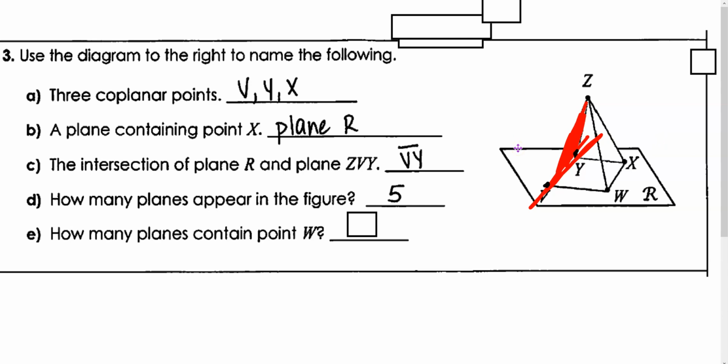How many planes contain W? So let's look at W. We find W right over here. Notice that W is on this plane right here, W is on this plane right here, and then W is also on the plane on the floor. Right? So we have 3 planes that contain W.